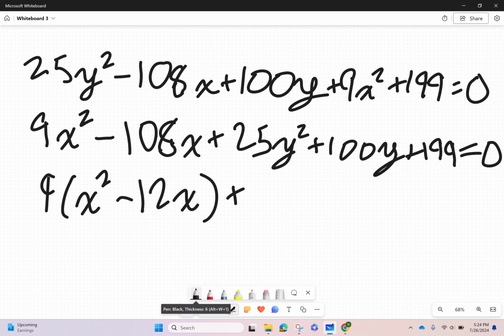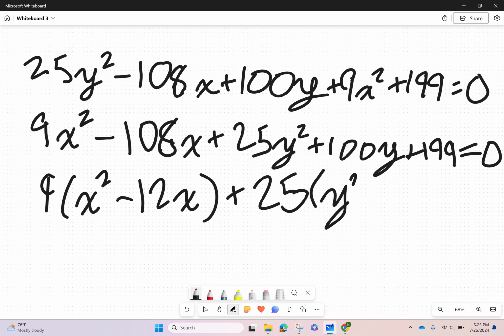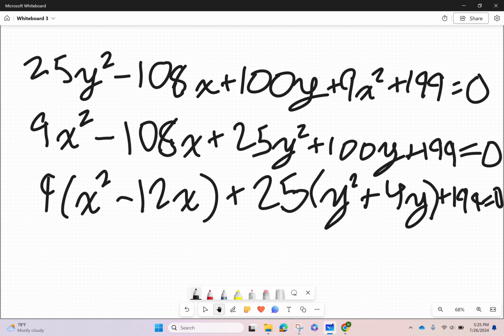And then we'll do the same thing with the y's. So we have 25y squared, so it's going to be 25 times y squared, and then our 100 divided by 25 is going to be positive 4y. We know that's true because 4 times 25 is 100, 100y is 100y, and we add back our constant. It's all equal to 0. Now, what do we do next?